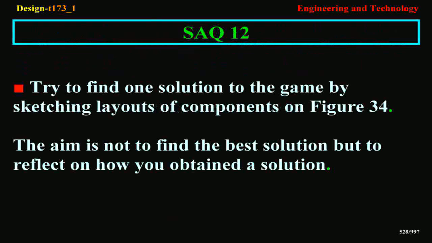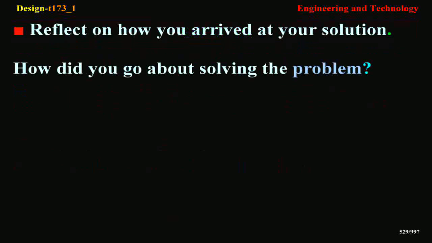SAT 12. Try to find one solution to the game by sketching layouts of components on Figure 34. The aim is not to find the best solution but to reflect on how you obtained a solution. Reflect on how you arrived at your solution. How did you go about solving the problem?